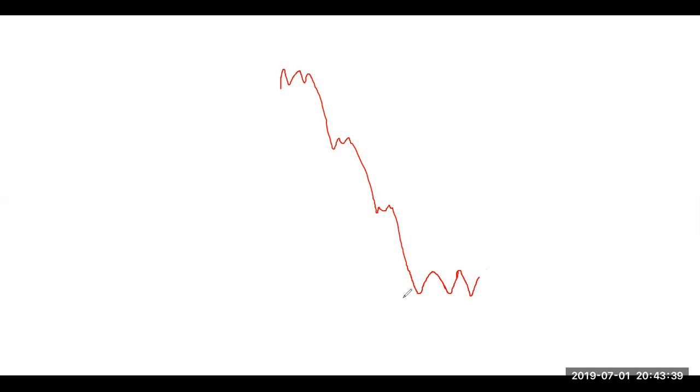But there's a certain row here. See the certain row here, like a blue trace. I can even draw it.